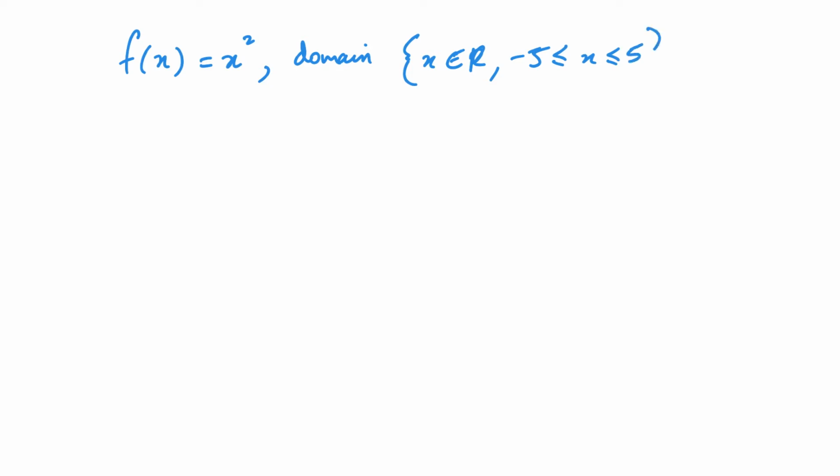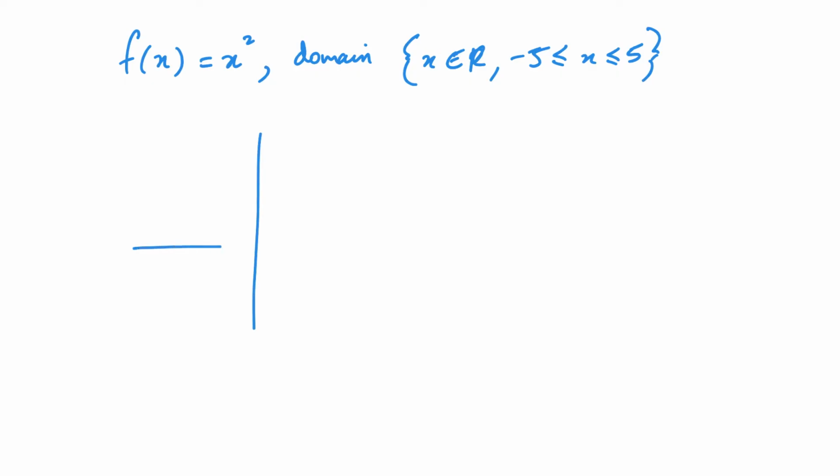If I have a function f of x equals x squared, and I'm going to set my domain, so my inputs, my x values, to x being a real number, an element of the real numbers, and I want it between minus 5 and 5. So I'm setting a specific domain here.